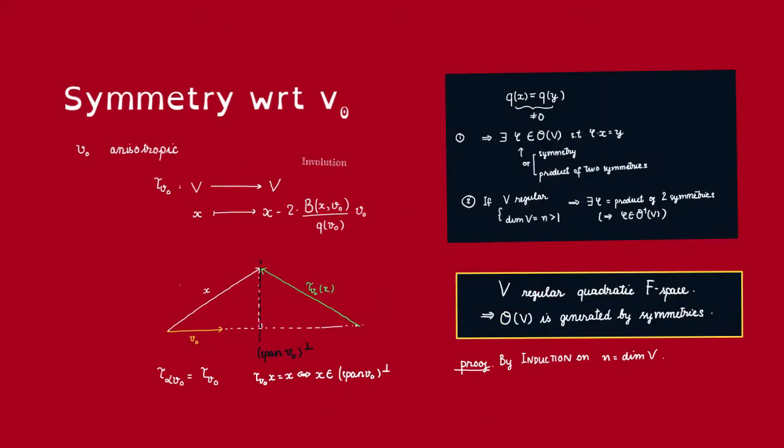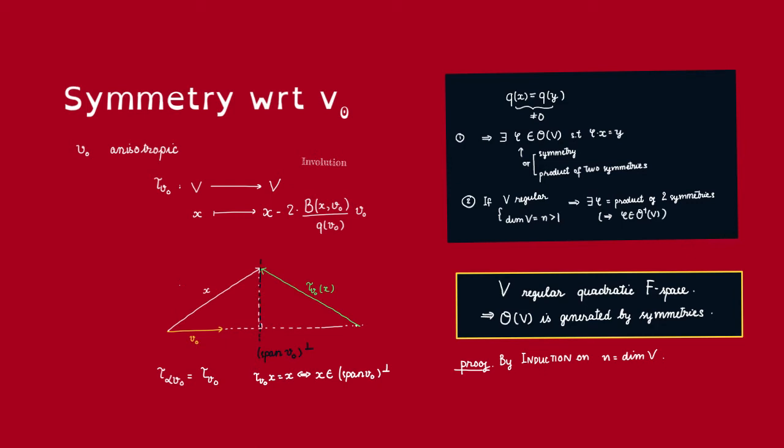Previously, given a quadratic space V over a field F, we defined a class of isometries on V. Namely, to each vector v0 in V, we associated something called a symmetry with respect to v0. Geometrically, we can think of this as reflection across the orthogonal complement of the span of v0.